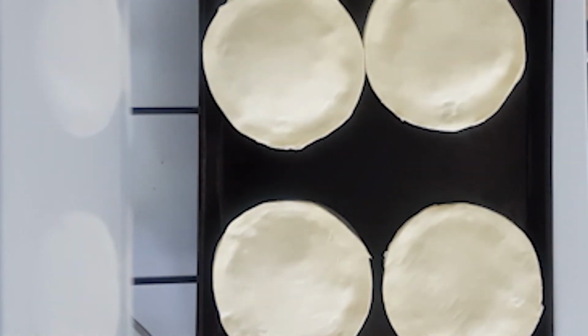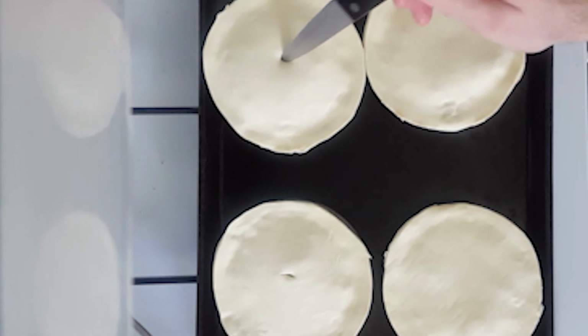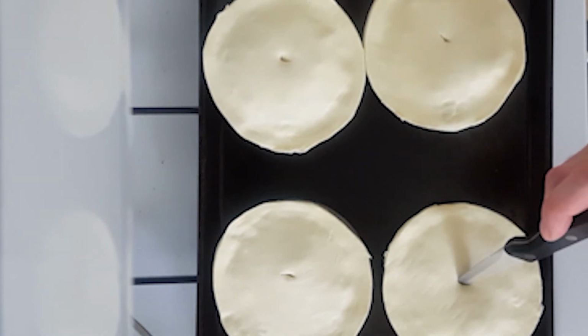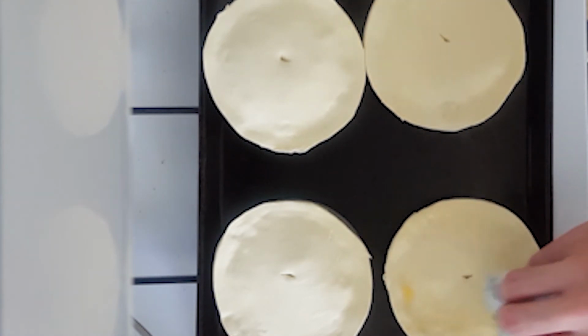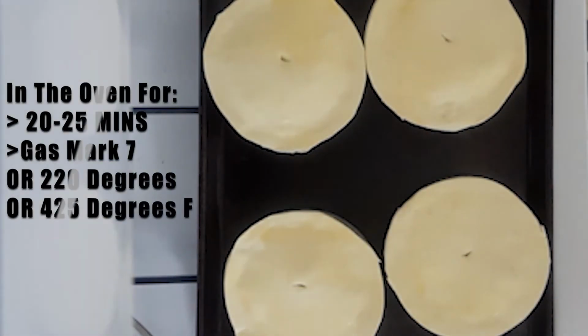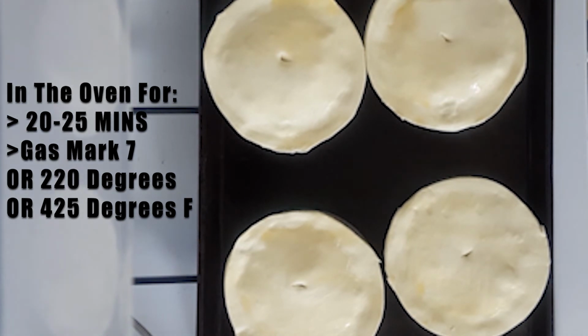And then you're going to want to pierce a hole in the middle of each of them. If you're going to do a bigger pie, you might want to put more than one hole in. And then you're going to baste the top of this with more of the egg mixture, and put them in the oven for 20 to 25 minutes on either gas mark 7 or 220 degrees or 420 degrees Fahrenheit. There you go. I gave you all 3 temperatures you could possibly get. No need to go to Google.